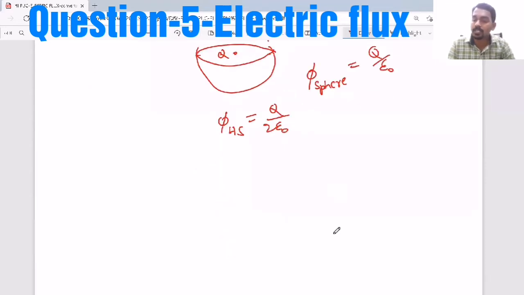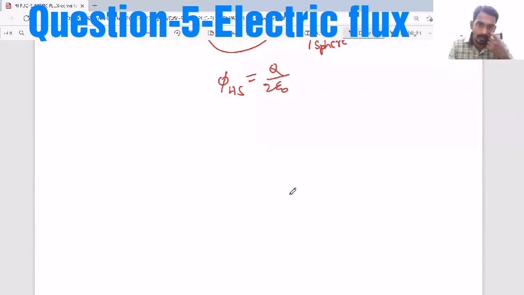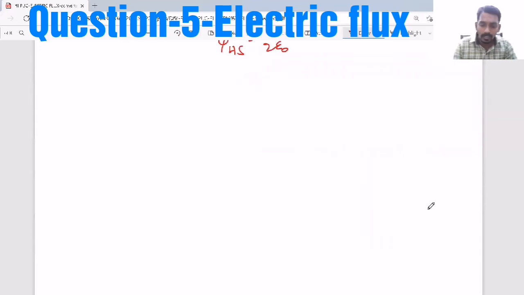So whenever the surface is open, you have to think about what kind of shape must be imagined so that we can calculate the flux. Like, sometimes they will ask a question: see here, one cube you consider.